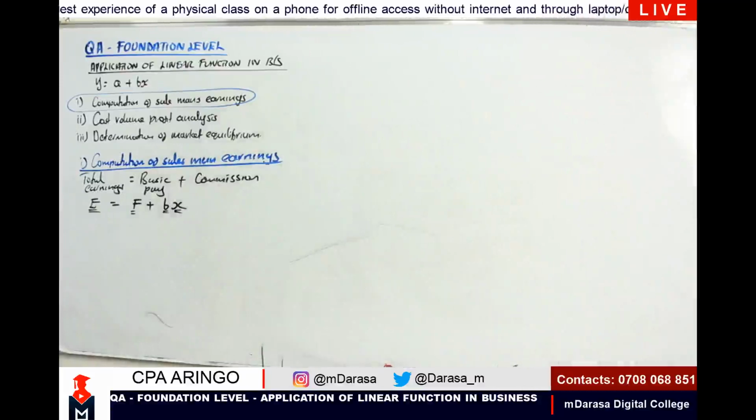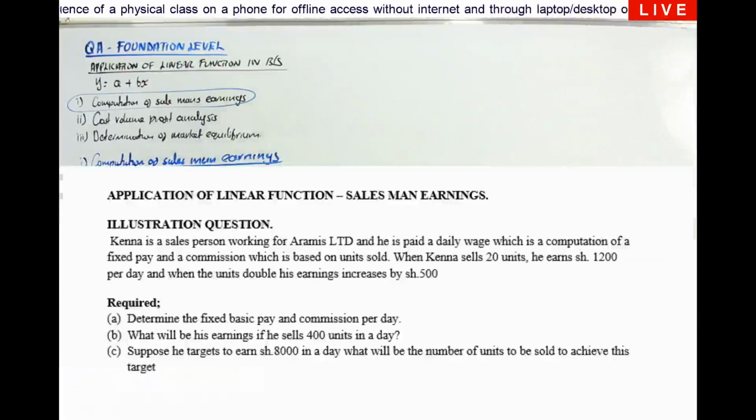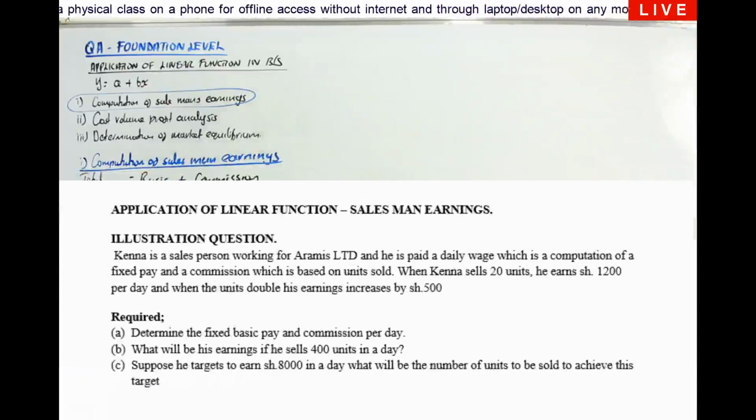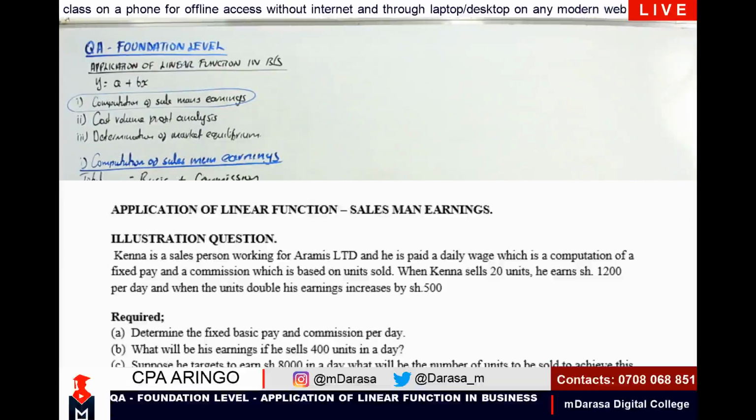This is what you are told in this question. We are told that Kena is a salesperson working for Aramis Limited and is paid a daily wage, which is a computation of a fixed pay and a commission, which is based on units sold. When Kena sells 200 units, he earns 1200 per day. And when the units double, his earnings increase by 500 shillings.